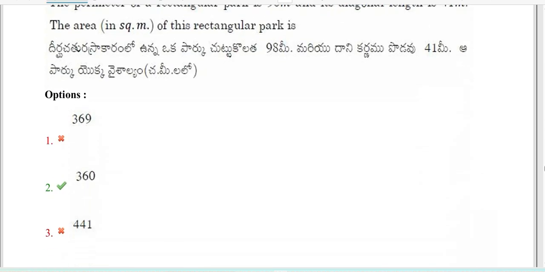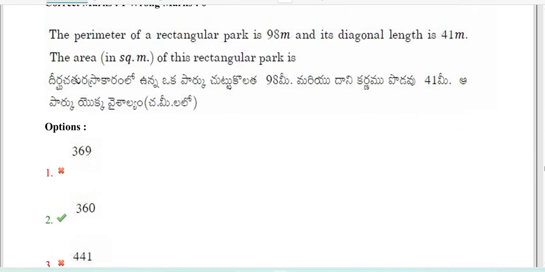Okay, now let us see the next question. The perimeter of a rectangular park is 98 meters. Okay, the perimeter of the rectangular park is given as 98 meters, and the length of its diagonal is given as 41 centimeters, and we are asked to find out the area.